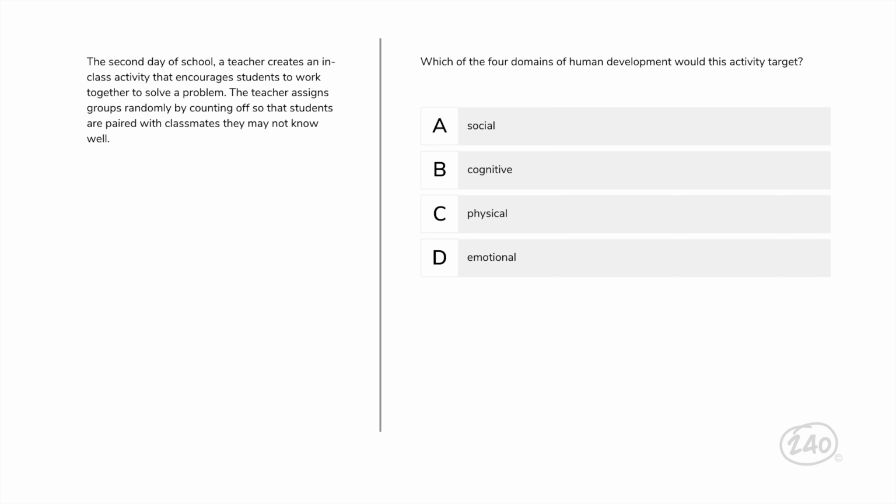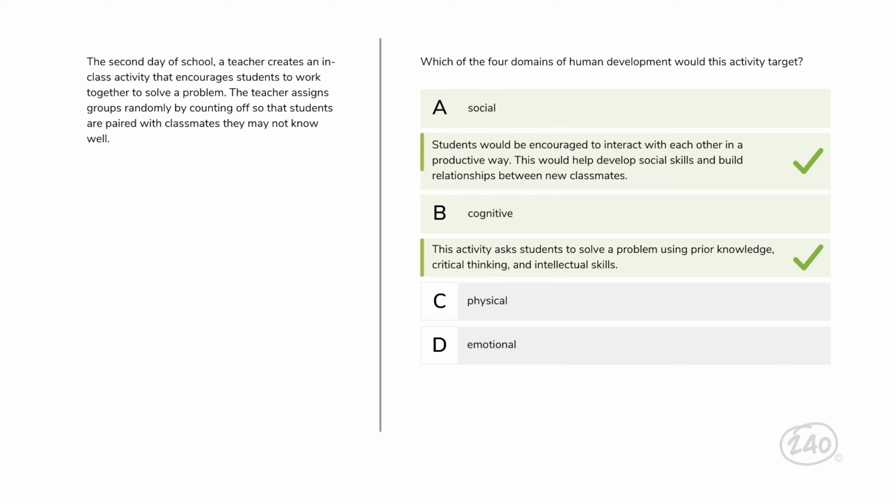The second day of school, a teacher creates an in-class activity that encourages students to work together to solve a problem. The teacher assigns groups randomly by counting off so that students are paired with classmates they may not know well. Which of the 4 domains of human development would this activity target? Social, cognitive, physical, or emotional? There are actually 2 correct answers here.